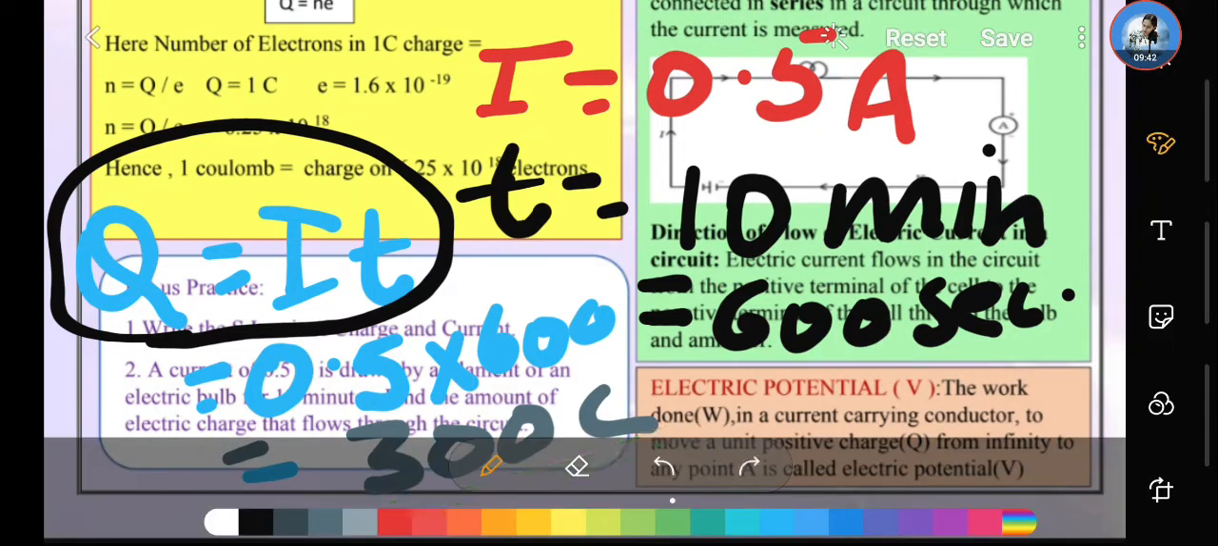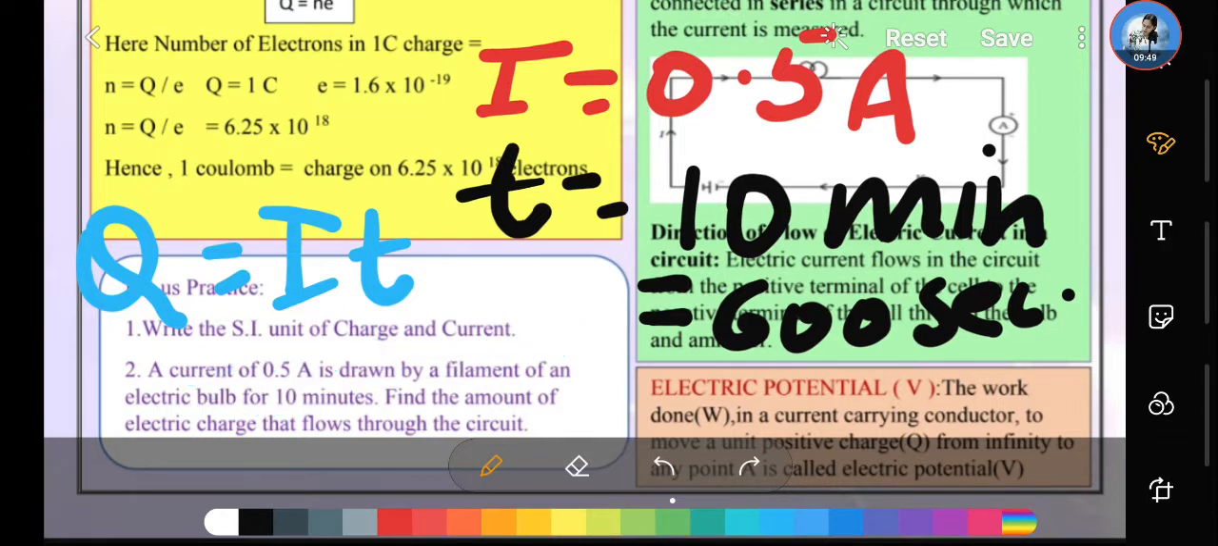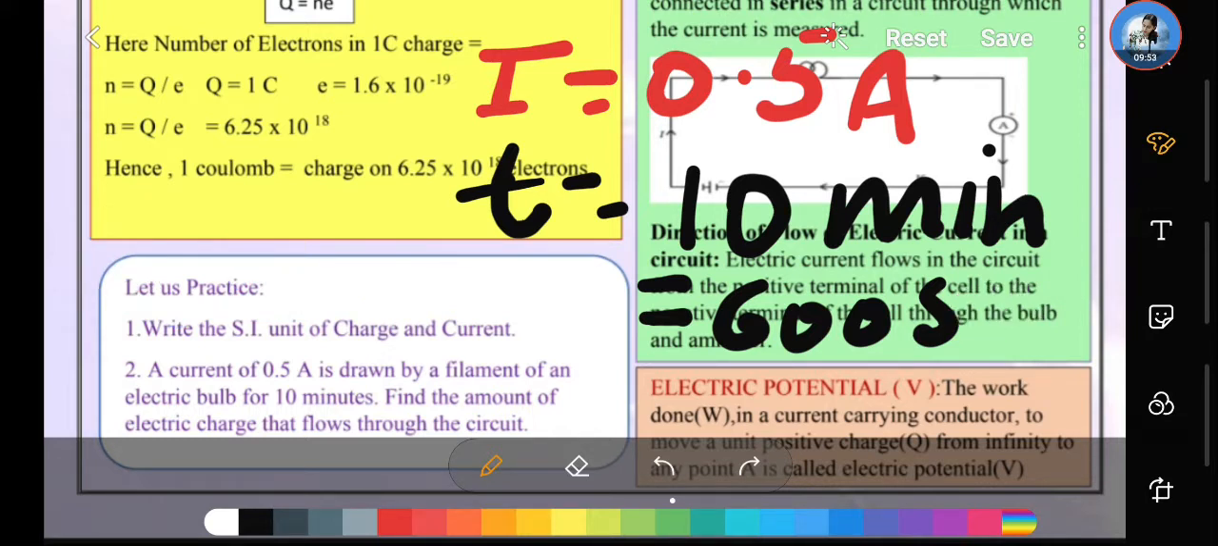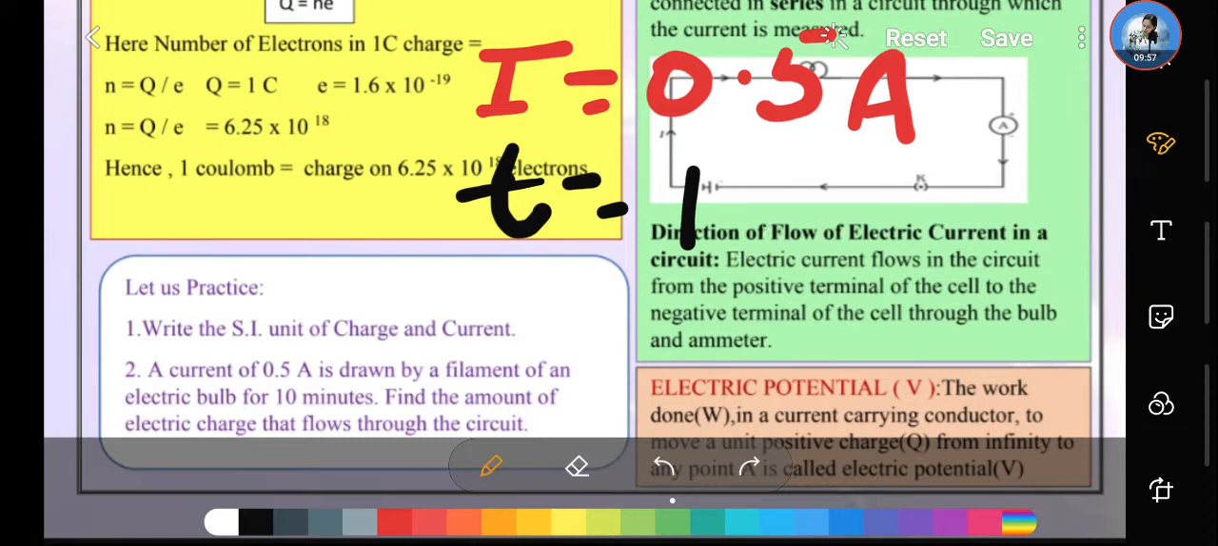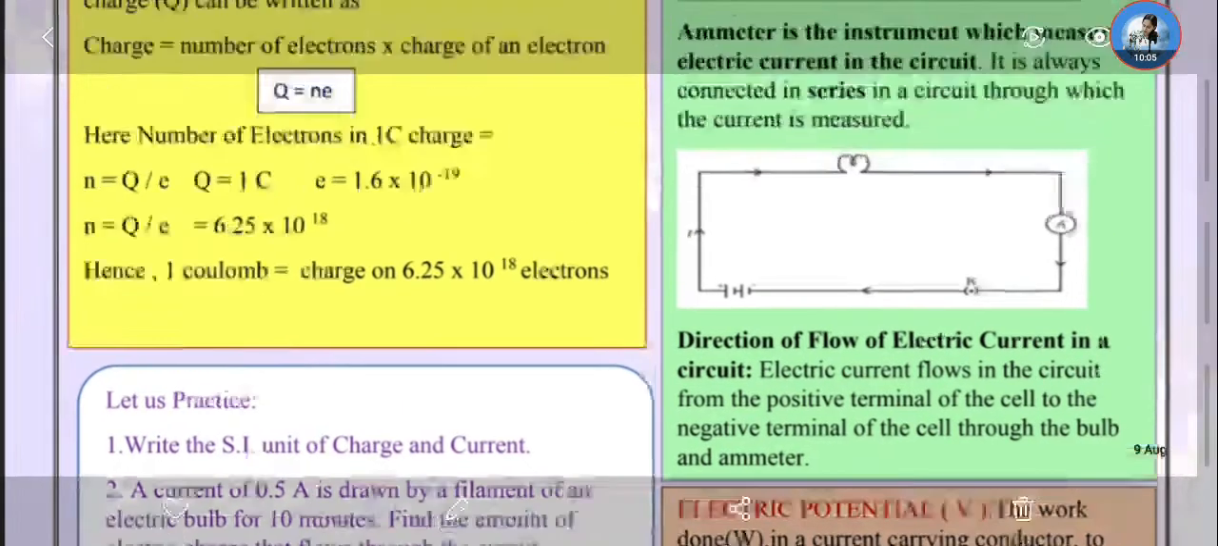Got it? I think by this worksheet you can easily learn about the concept of the charge, electric current, forces among the charges and the measurement of electric current, nature of the charges and the direction of electric current, that is from positive to negative terminal, and what is potential and how ammeter is connected in the circuit.